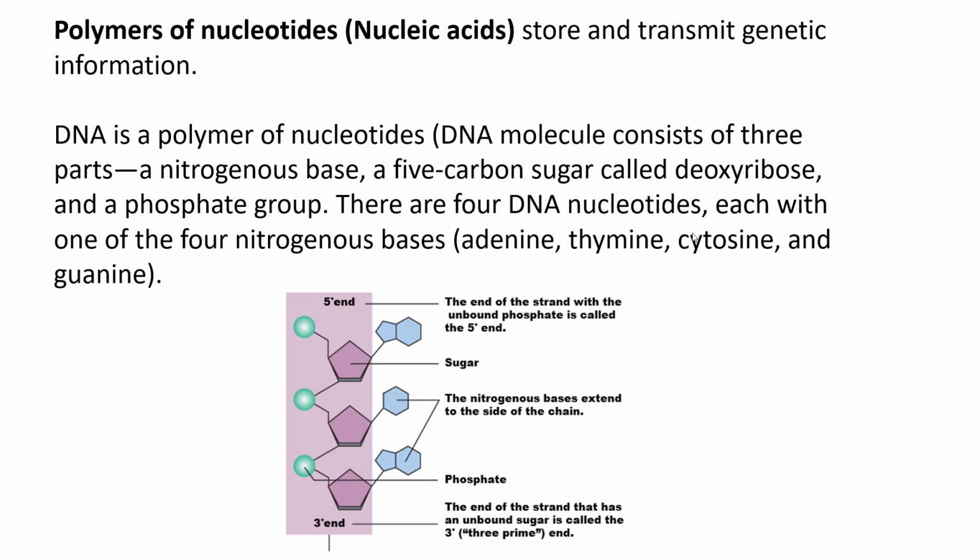Polymers of nucleotides are called nucleic acids. They store and transmit genetic information. DNA is a polymer of nucleotides. A DNA molecule consists of 3 parts: a nitrogenous base, as you can see here, a 5-carbon sugar called deoxyribose, and a phosphate group shown here in green. There are 4 DNA nucleotides, each with one of the 4 nitrogenous bases. The four nitrogenous bases are adenine, thymine, cytosine, and guanine.